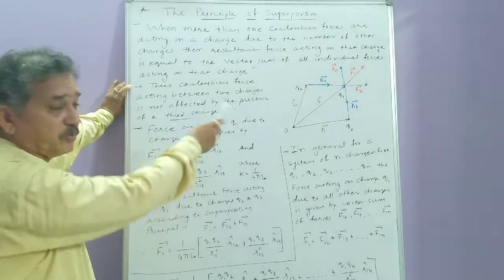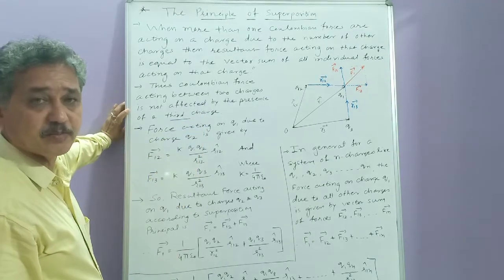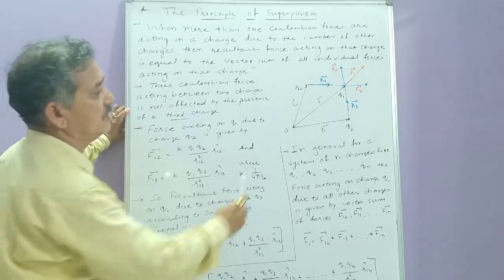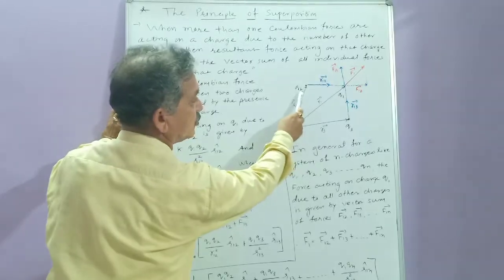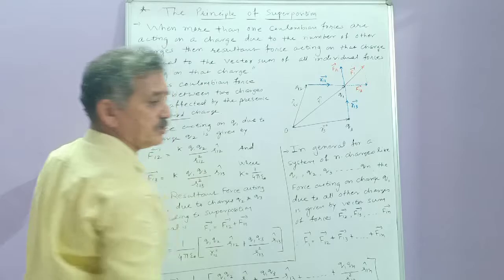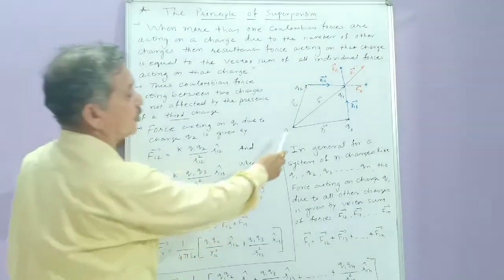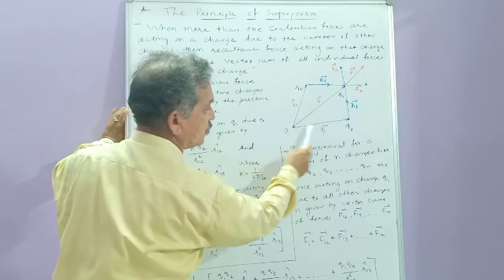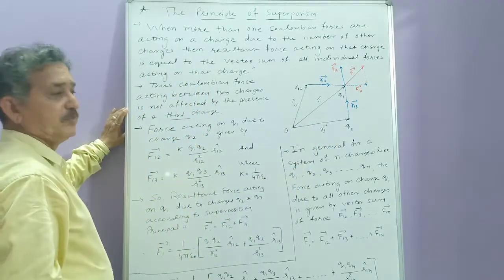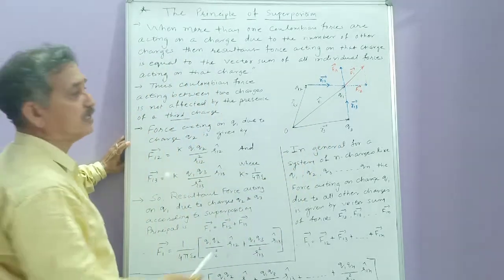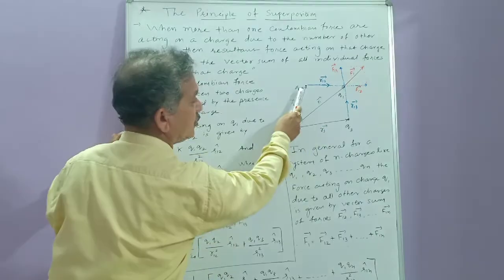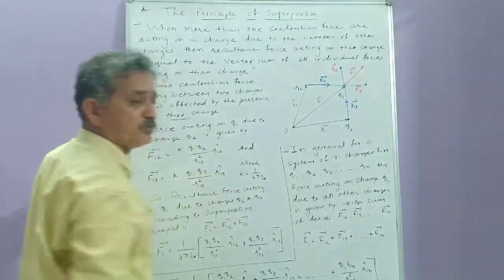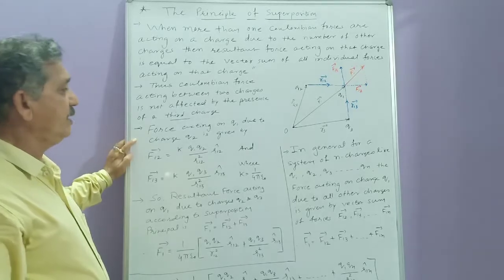To obtain the resultant force acting on a single charge, we consider at present the system of three charges. Charges Q1, Q2, Q3, this is origin. So with respect to origin, we have their respective position vectors R1, R2, R3. And we want to determine the resultant force acting on charge Q1 due to the charges Q2 and Q3. So how will you find?